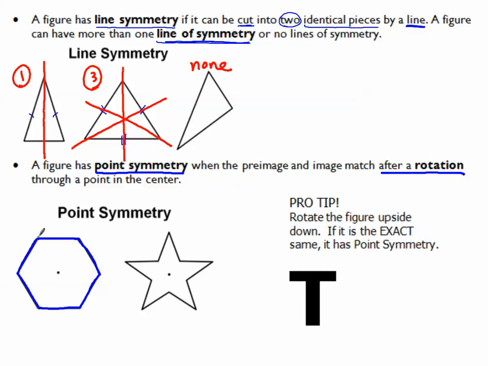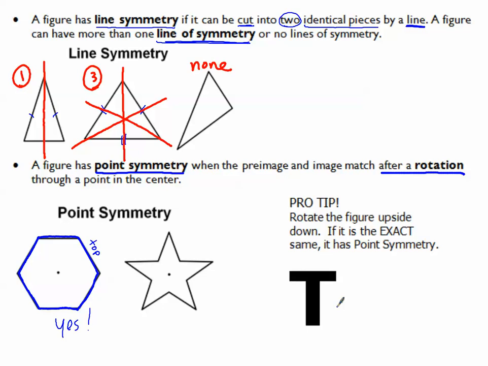Take a look at this. I'm going to label this the top. And I'm going to rotate about the origin. And now you see that, okay, my rotation about the origin didn't quite fix itself, but there we go. The top has moved to the side, but it is the exact same figure. This one has point symmetry. Does this one have point symmetry?